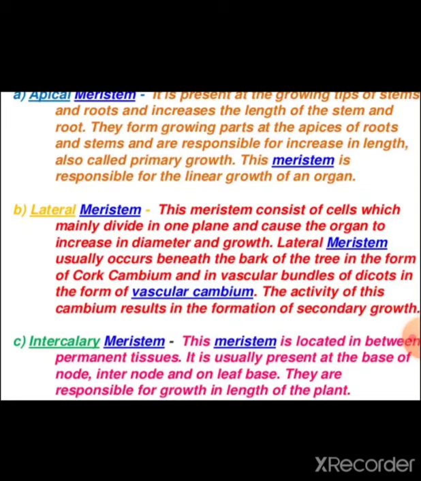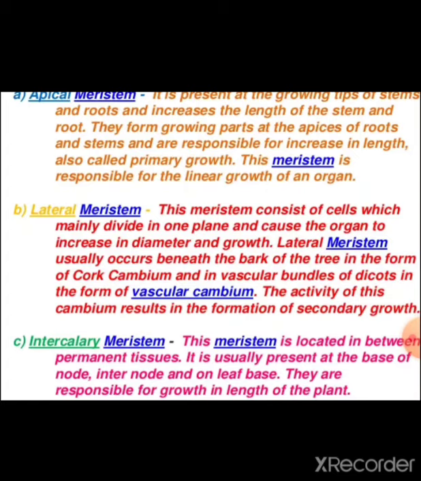The second type of meristematic tissue is the lateral meristem. This meristem consists of cells which mainly divide in one plane and cause the organ to increase in diameter and growth. Lateral meristem usually occurs beneath the bark of trees in the form of cork cambium, and in the vascular bundles of dicots in the form of vascular cambium. The activity of this type of meristematic growth results generally in secondary growth.